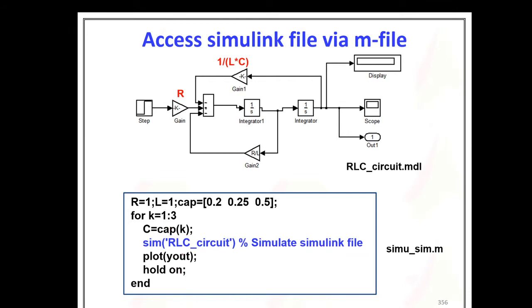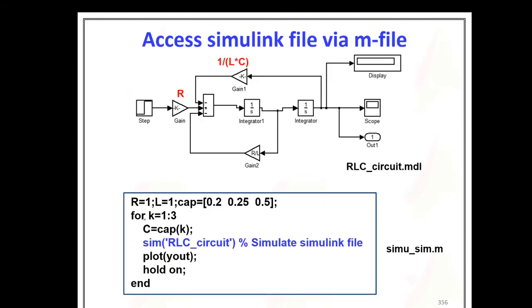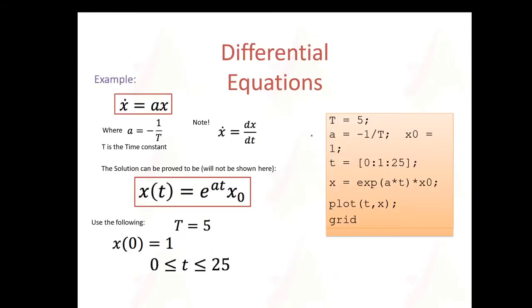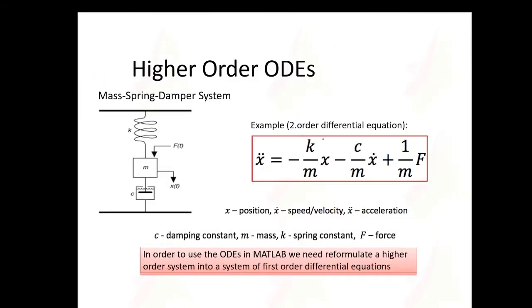Three times I am going to simulate the RLC circuit model by using the command called sim. You get this for I equal to 1, or for L, C, or the other variables. Three times I am running it, so you can get three different plots. I already told you about the differential equations and ODE solvers.